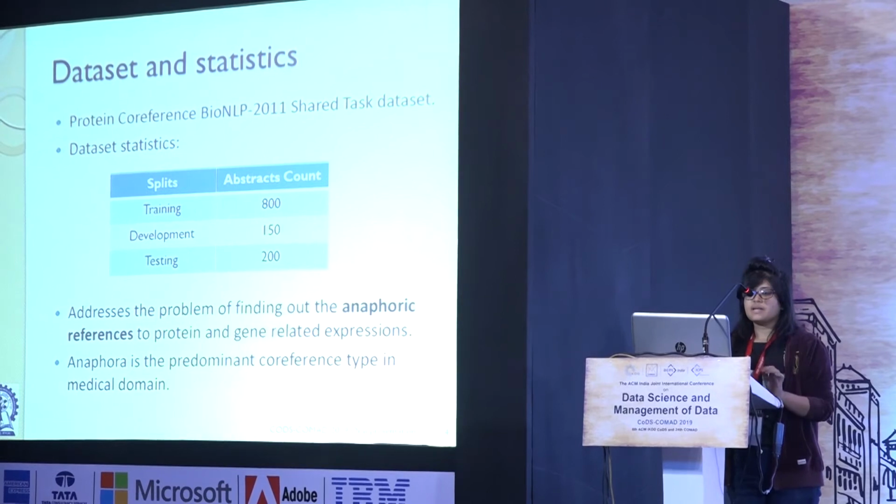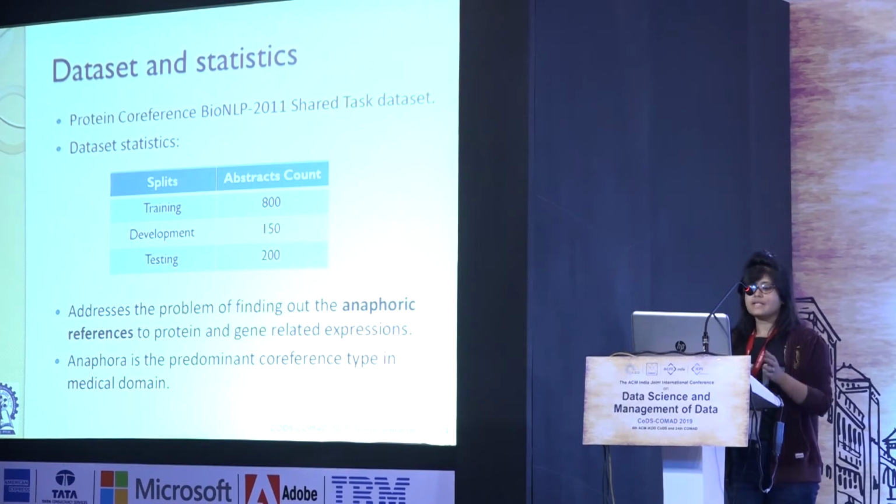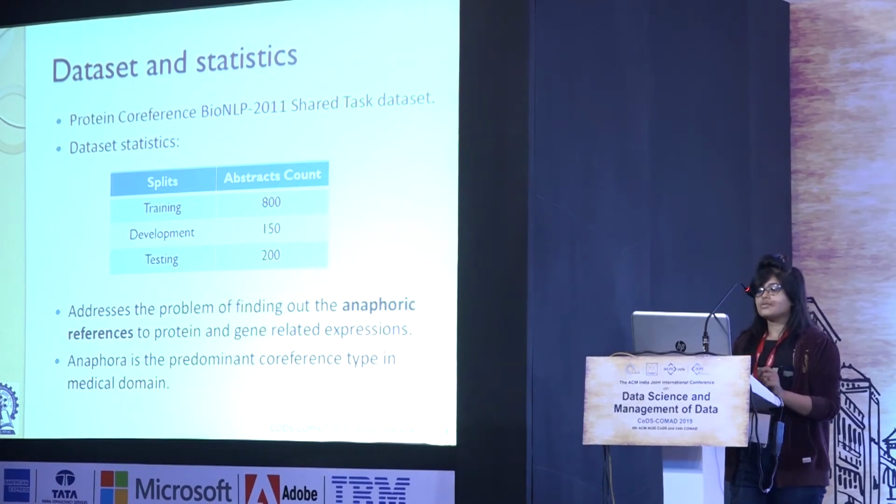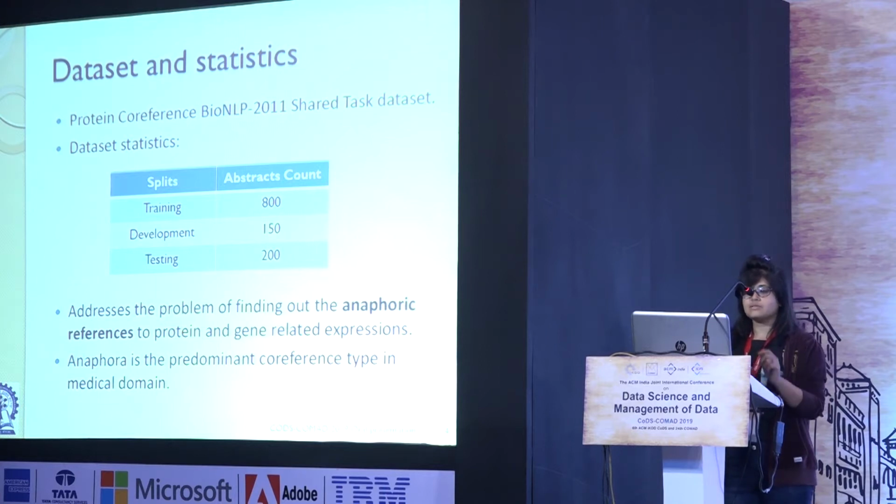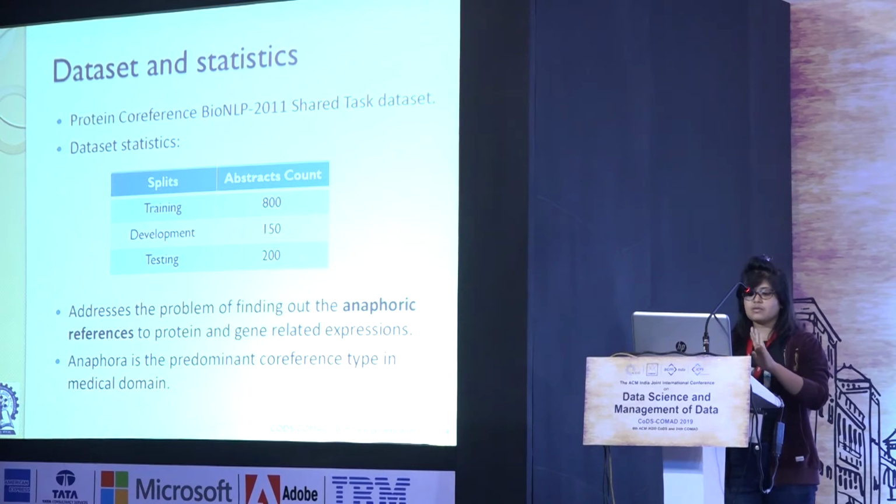The data set that we have considered, right now we have only dealt with genes and proteins. This is the BioNLP 2011 shared task data set of protein co-reference. These are the splits of training, development and test set. These are the abstract counts, abstracts of PubMed or Medline. In this data set we have only considered the anaphoric references, since the data set consists of only anaphoric references, particularly to protein and gene related expressions.